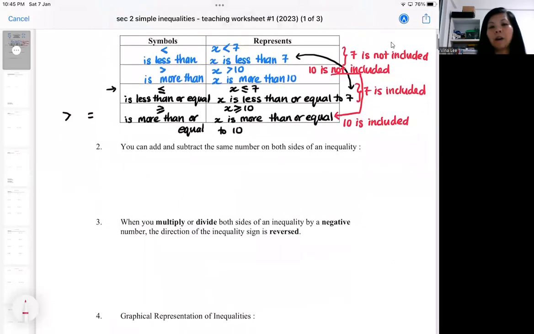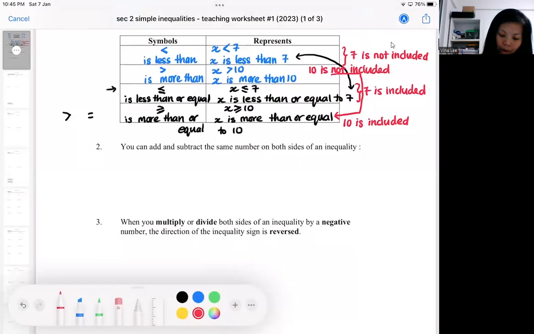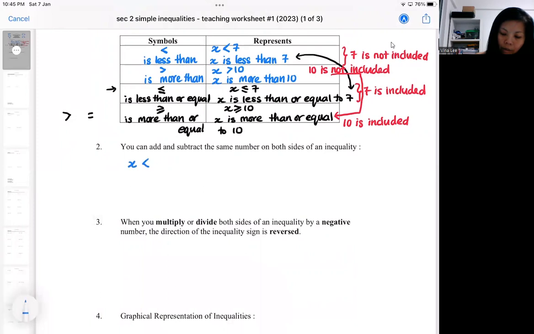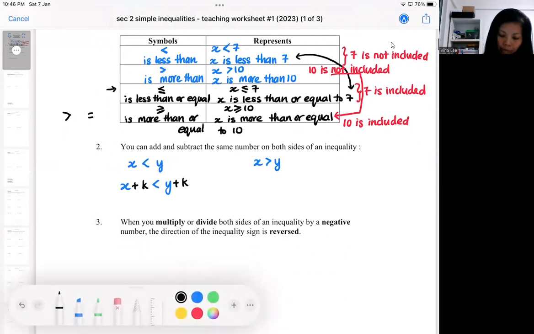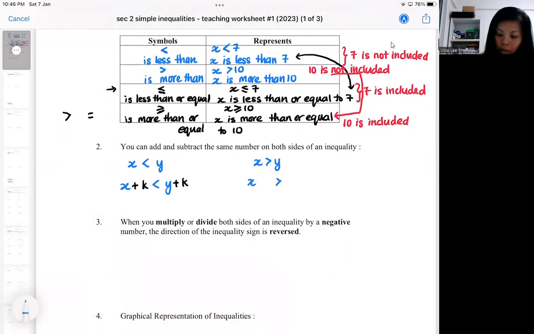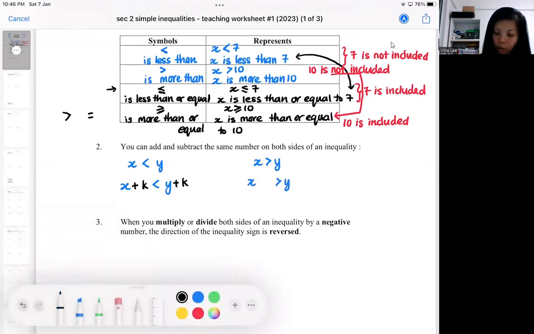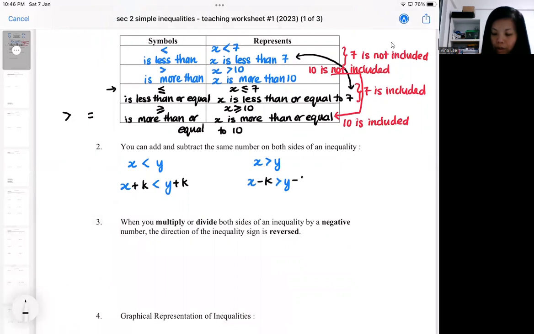Now, what are the properties? If I have something like x less than y or x greater than y, you are free to add numbers on both sides. It behaves like an algebra equation. You can add a number on both sides, you can subtract numbers on both sides, and the inequality sign will still be the same.